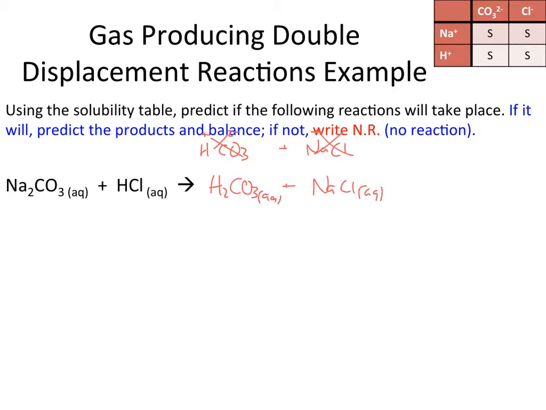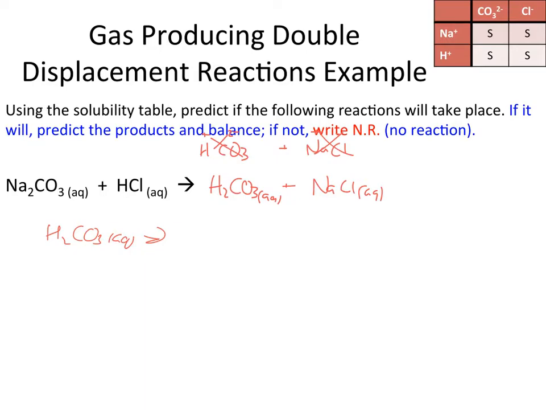Now this looks like no reaction has actually occurred because both of the states of the products are aqueous. The difference is that one of these products, the carbonic acid, will actually decompose. So this carbonic acid will go from H2CO3 aqueous into a carbon dioxide gas molecule and water.